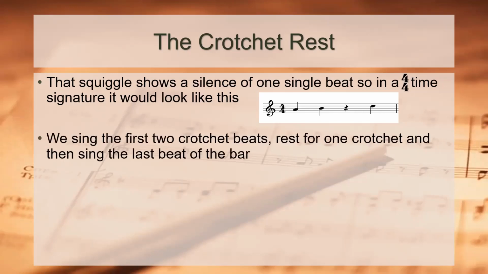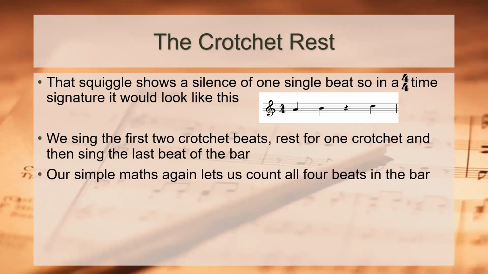We sing the first 2 crotchet beats, rest for 1 crotchet, and then sing the last beat of the bar. Our simple maths lets us count all 4 beats in the bar, so 1 and 2 are the first 2 crotchets, the A and the B, then there is a crotchet rest, and then the D is the 4th crotchet of that bar in the 4/4 time signature.